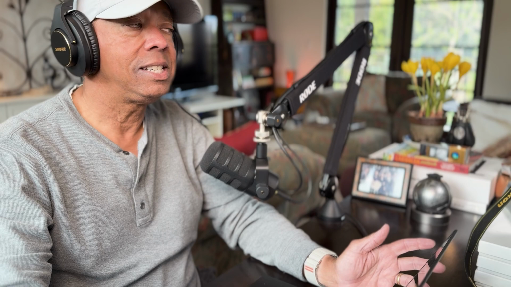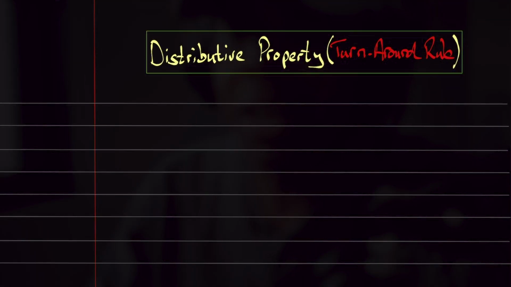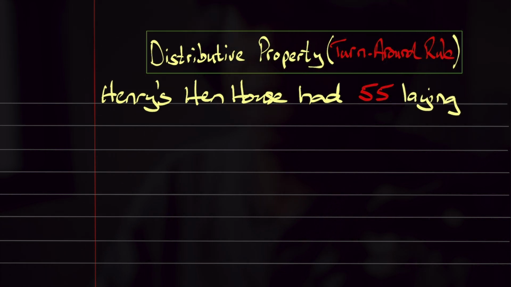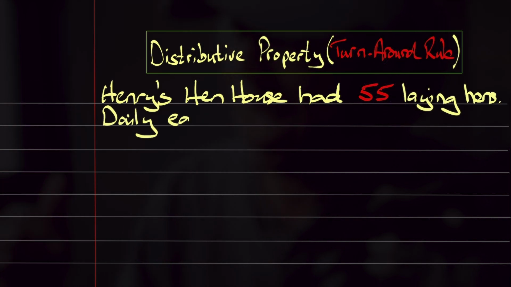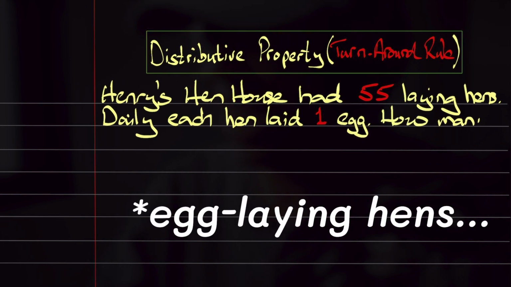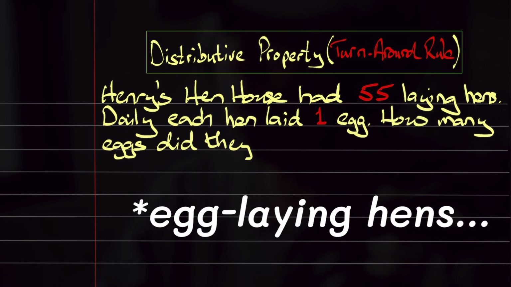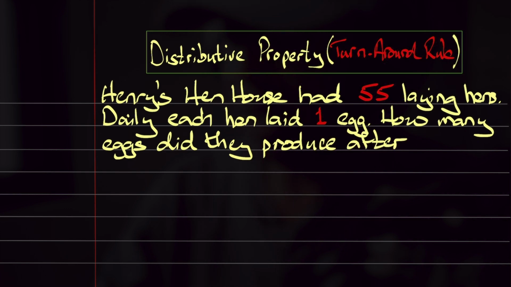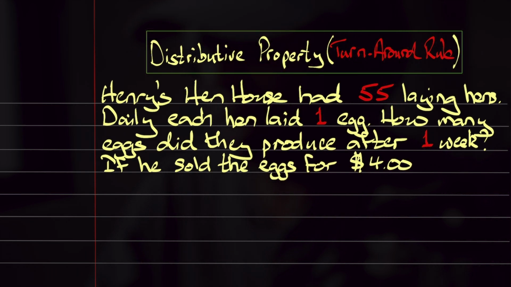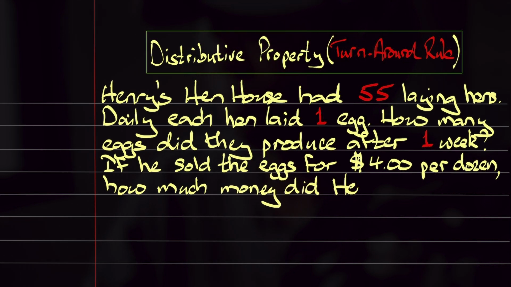So the situation we're going to look at today has to deal with a character named Henry. And Henry is a chicken farmer. Well, not so much a chicken farmer as he likes to produce eggs, which he sells. So he's got 55 egg-laying hens, and every day they lay 1 egg. We need to find out how many eggs they produced after 1 week. And then when he sells the eggs for $4 per dozen, how much money does he make?